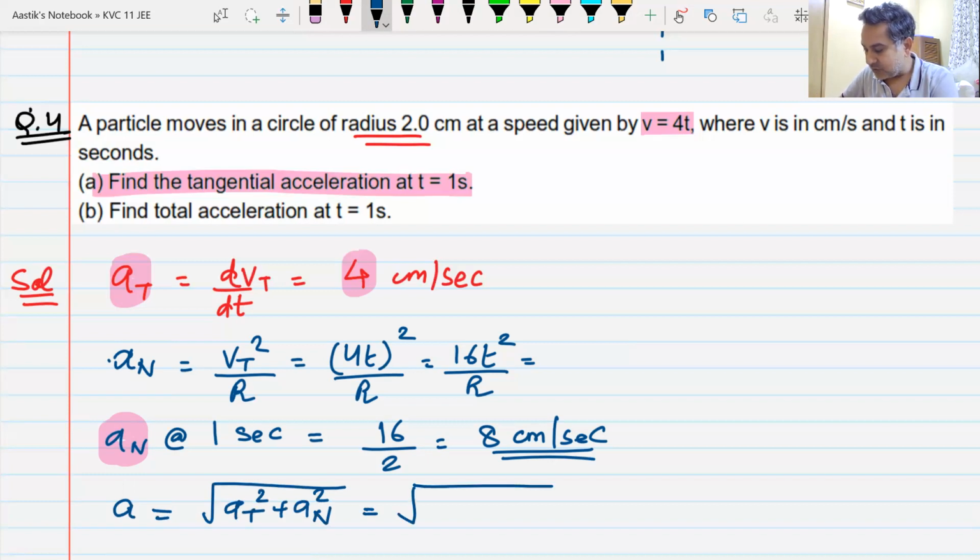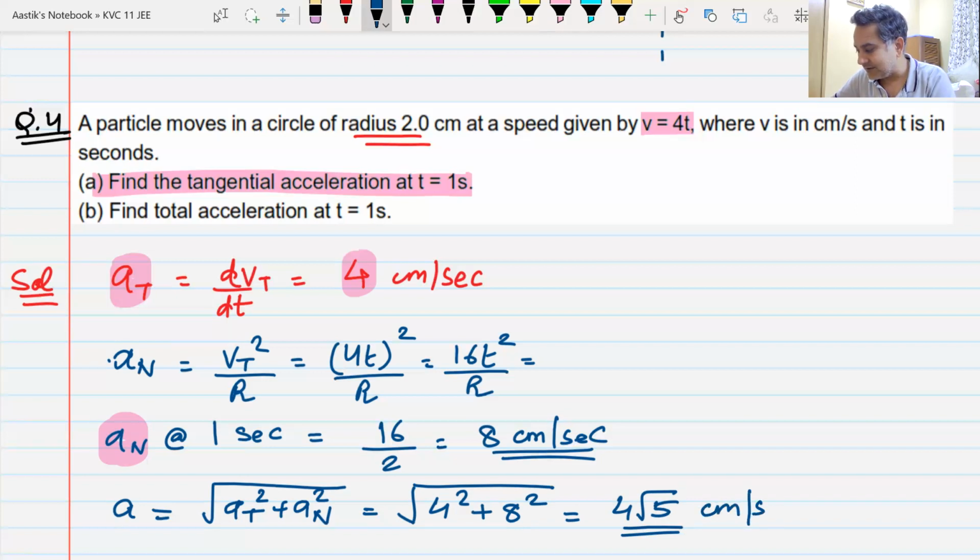So it will be under root of 80. Oh, sorry, 80 is 4 square plus 8 square. And the answer is 4√5. And the unit is not radians per second square. It is centimeter per second square. Do we understand this? Yes or no?